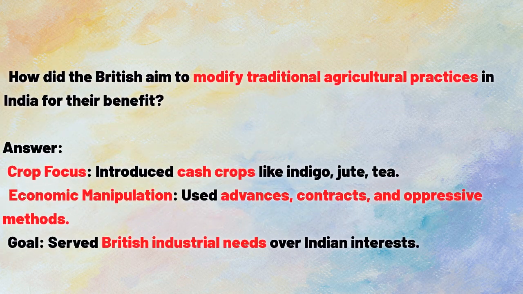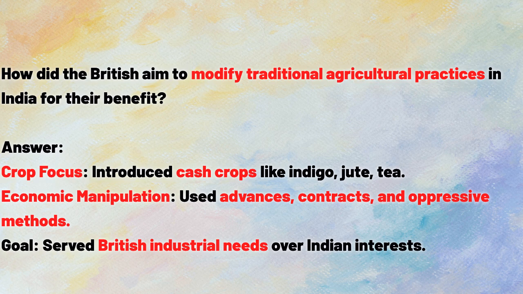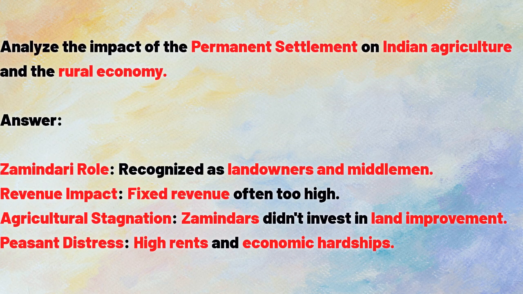How did the British aim to modify traditional agricultural practices in India for their benefit? Answer: crop focus, introduced cash crops like indigo, jute, tea, economic manipulation, used advances, contracts, and oppressive methods. Goal: served British industrial needs over Indian interests. Analyze the impact of the permanent settlement on Indian agriculture and the rural economy.